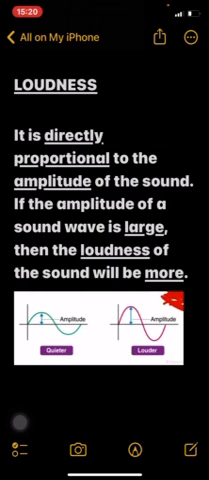If the amplitude of the sound wave is large, then the loudness of the sound will be more. And if the amplitude of the sound wave is small, the loudness of the sound wave will be less.